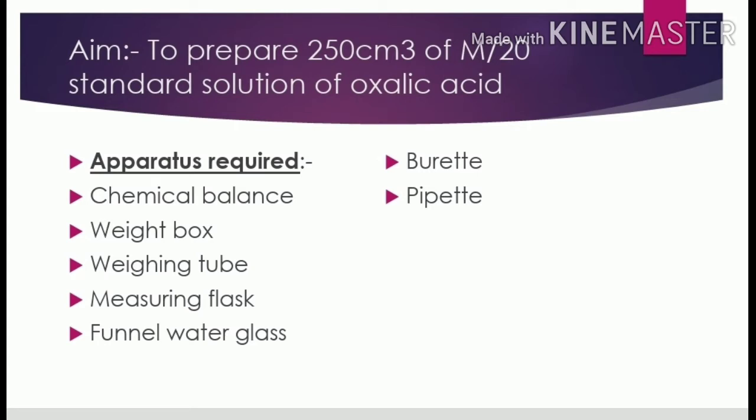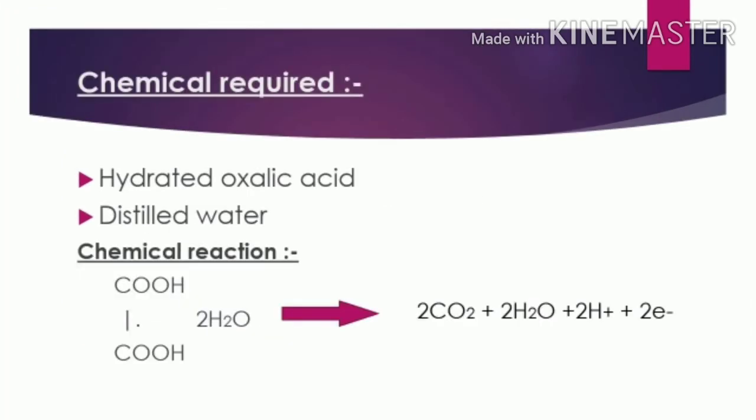The apparatus required: chemical balance, weight box, weighing tube, measuring flask, funnel, watch glass, burette and pipette. Chemicals required: hydrated oxalic acid and distilled water. Chemical reaction: on the left hand side you can see the molecular formula of oxalic acid, and the products are 2CO2 plus 2H2O plus 2H+ ions plus 2 electrons.